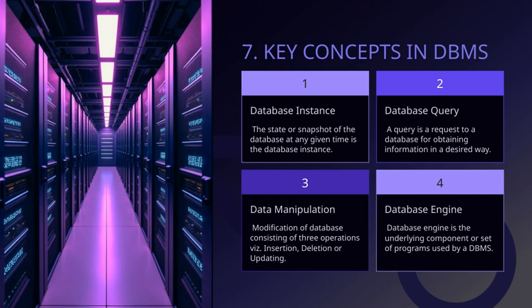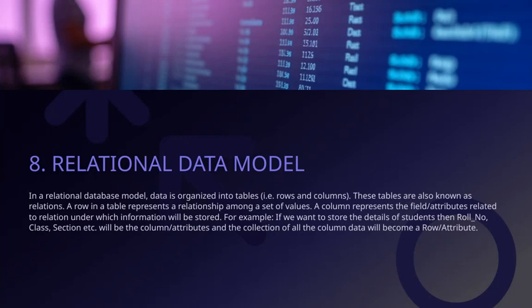Key themes as we explore how databases support various applications. In a relational database model, data is organized into tables, which you might also hear called relations. Think of each table as a grid made up of rows and columns. Each row in a table represents a relationship among a set of related values, almost like a record of a specific entity. The columns, on the other hand, represent the attributes or fields that describe aspects of that entity.